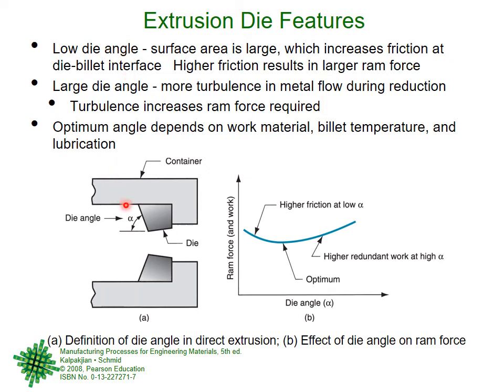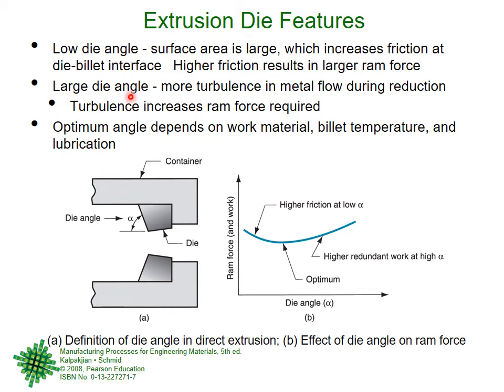So the die angle, if there is low die angle, the surface area is large, which increases the friction at the die billet interface. Now you see, the billet material is in contact with the container. That is the container billet interface. So that friction is between the container and the billet. But once the material hits the die, then the friction is between the die and the billet, right? So low die angle, the die billet interface friction will be high. So the ram force that we will have to apply will be a high force to overcome the higher friction.